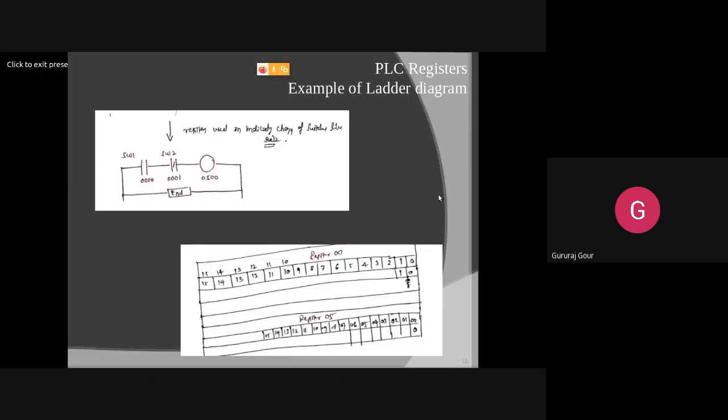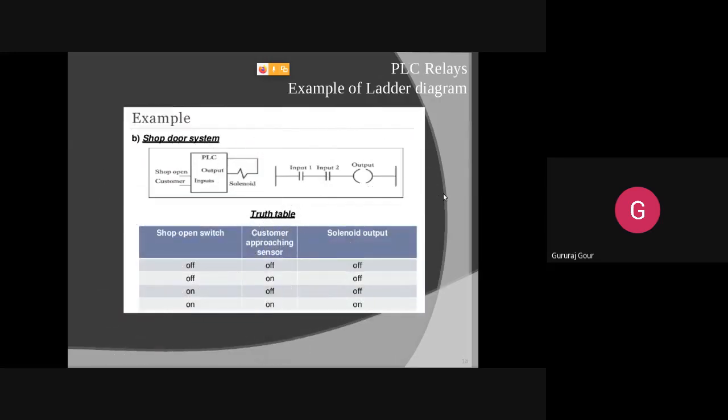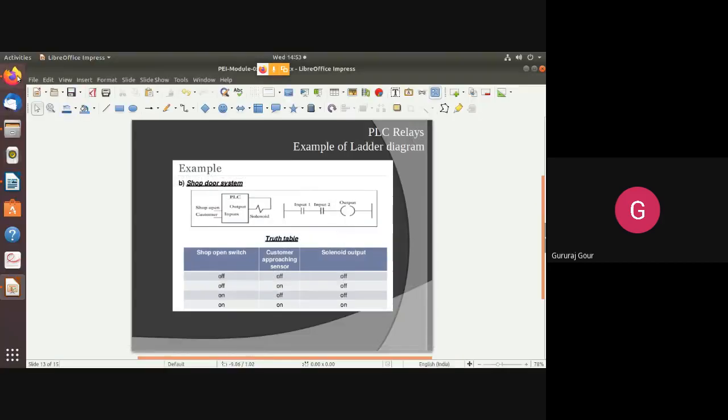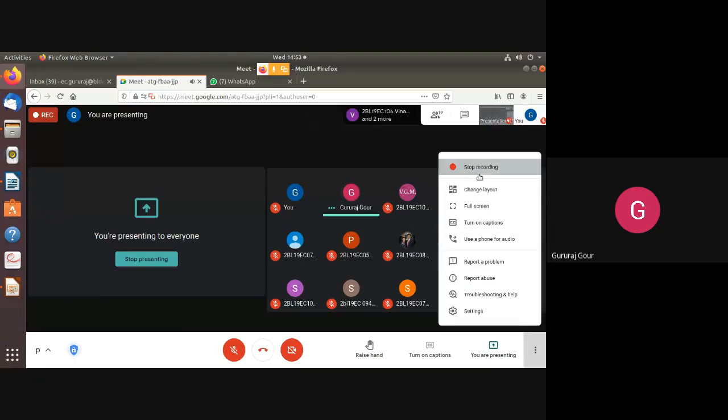So like that, one of the questions that I asked in the assignment is like this one only. You need to explain the shop door example, which I have asked you. So I hope this point is clear, guys. Let me stop here, and we can continue later if you have anything to be discussed.